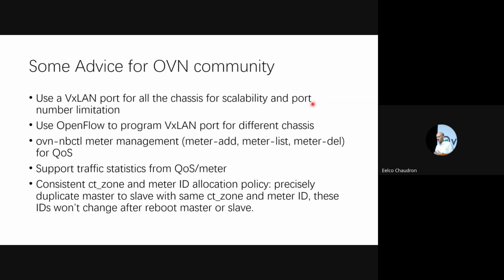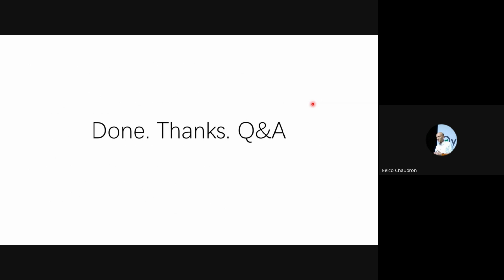For conntrack state synchronization, we think OVN can use a consistent zone ID and meter ID allocation policy. If OVN settings are the same, the zone ID and meter ID should be the same. This is very helpful to the master and slave nodes because the same ID means the same thing, not a different thing. Okay, that's all. I'm done. Thank you.